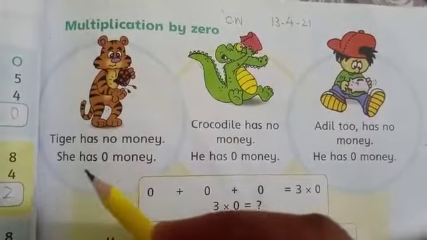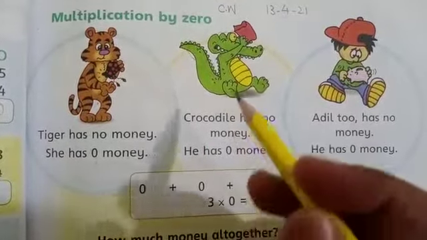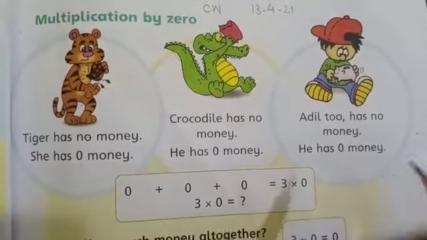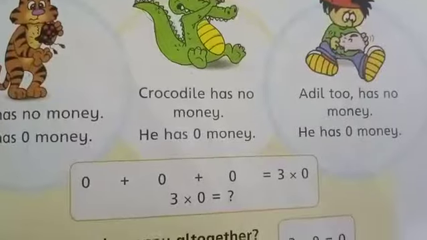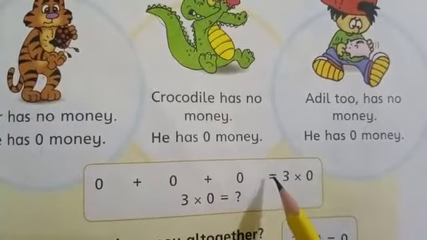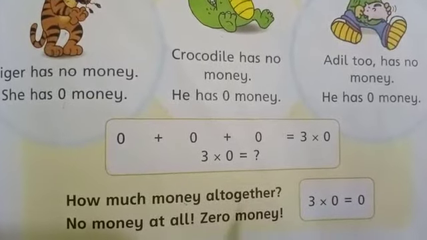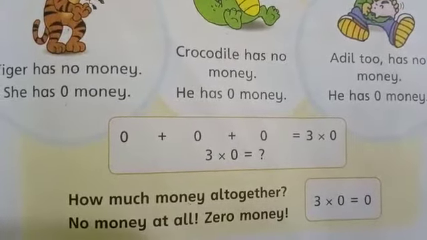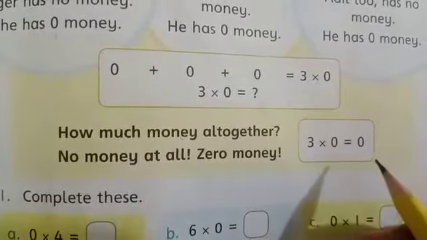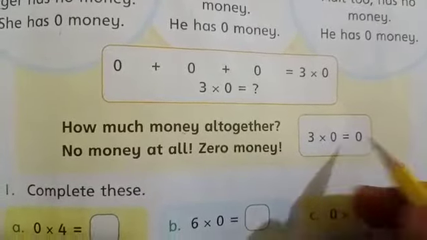Tiger has no money, she has 0 money. Crocodile has no money, he has 0 money. Adil too has no money, he has 0 money. 0 plus 0 plus 0, it means 3 times 0 is 0. When we multiply any number with 0, it becomes 0.